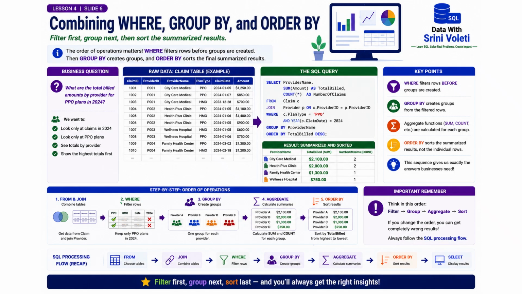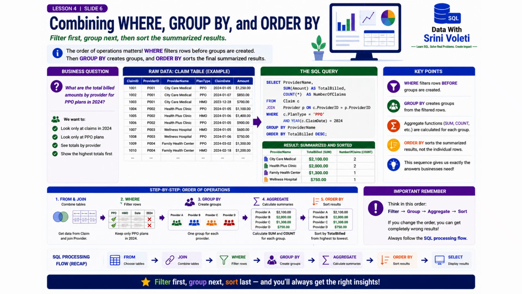Next comes group by. Now SQL takes the filtered rows and groups them by health insurance provider. Notice that group by works only on the rows that survived the where clause. It never groups rows that were already filtered out. That is an important concept to remember.